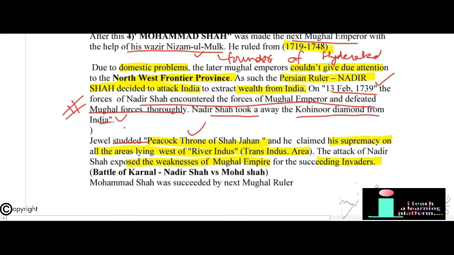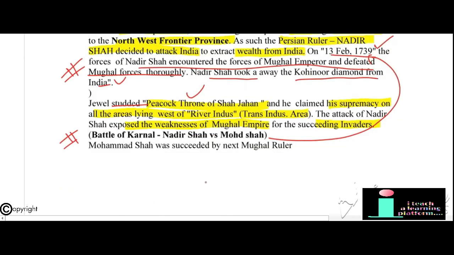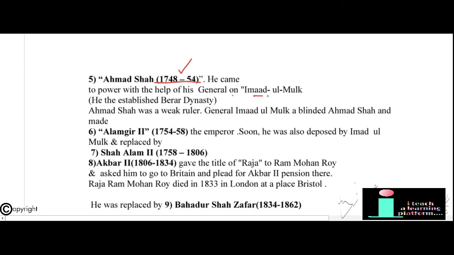The Battle of Karnal was fought between Nadir Shah and the Mughal Emperor Muhammad Shah on 13 Feb 1739. Muhammad Shah was succeeded by the next Mughal Emperor Ahmad Shah, whose reign was from 1748 to 54. He came to power with the help of his general Imadul Mulk. Imadul Mulk's name is important as he established the Berar dynasty. Ahmad Shah was a weak ruler.